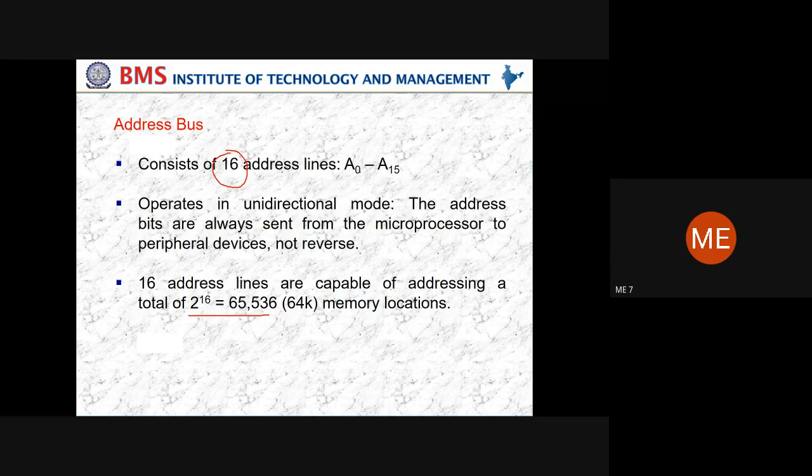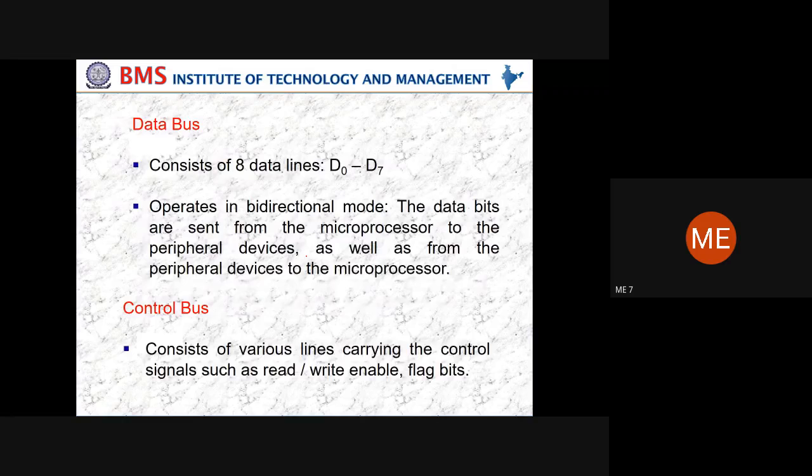Now this basically operates in a unidirectional mode. The address bits are always sent from the microprocessor to the peripheral devices and not the reverse. So we fetch the address from the microprocessor, and we do not give the address to the microprocessor. Okay, right. So this is about the address bus. Then we have a data bus.